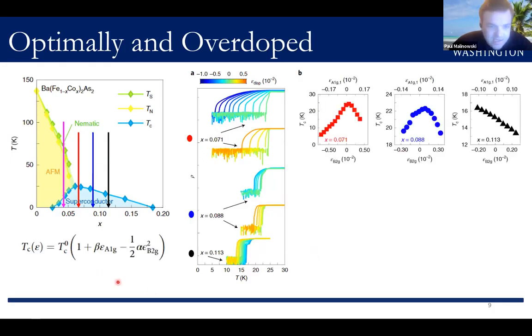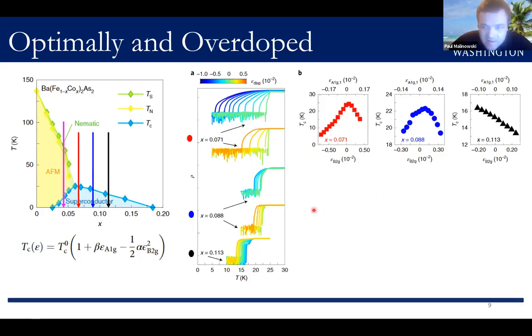When we apply uniaxial stress along the 110 direction, we don't just induce the anisotropic B2G strain, but we also induce some amounts of symmetry-conserving A1G type strains. And then symmetry dictates that TC can depend linearly on the A1G strains to lowest order, but only quadratically on B2G. So this evolution from quadratic to linear behavior is a signal of a loss of sensitivity of the superconductivity to the anisotropic strain as we move away from optimal doping.